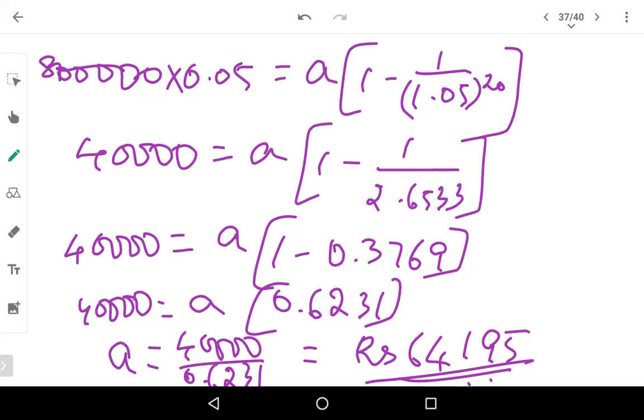Okay, since here the present value is being considered, we don't consider whether the annuity is at the beginning of the year or the end of the year.